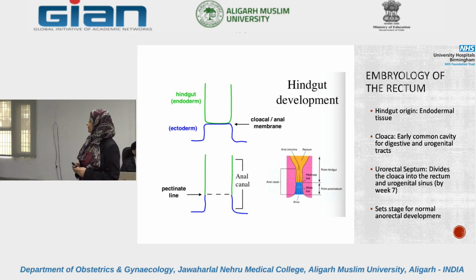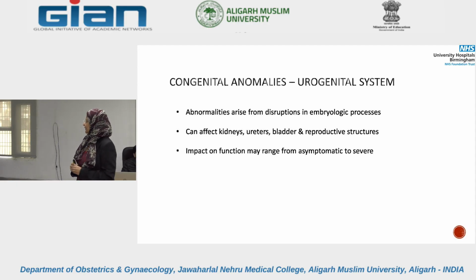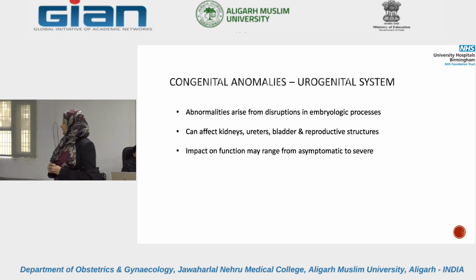Let's go ahead. That was the normal structure development. Now we talk about just a very basic few congenital anomalies of the urogenital system. They arise from disruptions in embryological processes. So what do you guess? What could be the interruptions? The baby is like a tiny, tiny jelly bean inside the protected environment of the uterus. So what could be the factors which could disrupt this very fine development? Any ideas?